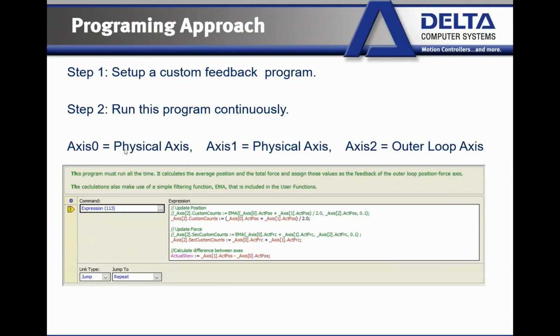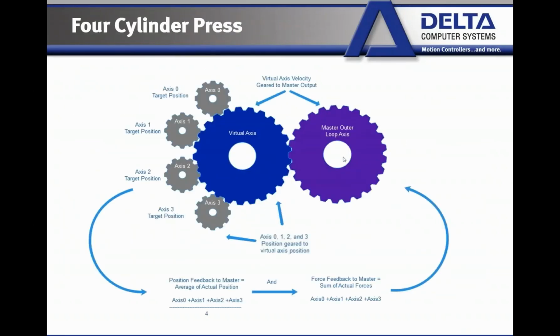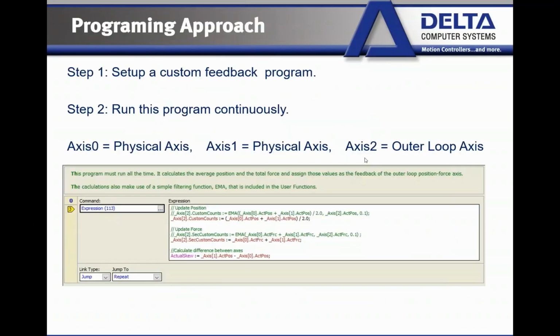Axis 0, that's going to be the physical axis we've already seen. Axis 1, again, that's the other physical axis we've already seen. And axis 2 is that outer loop that we were talking about, that purple gear right here, this outer loop. Okay. So this is the new axis that has been introduced. I can see my axis 2 custom counts, and this is going to be for position feedback, is going to be the average of my actual position for axis 0 and axis 1.